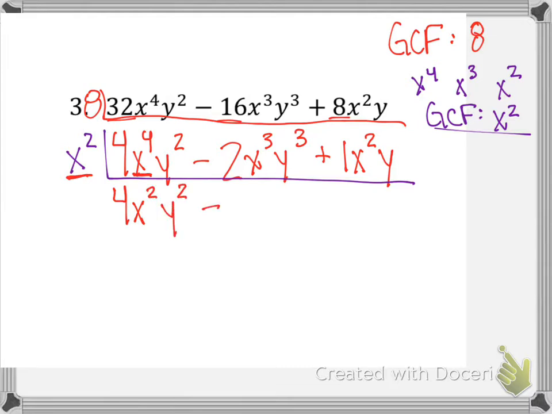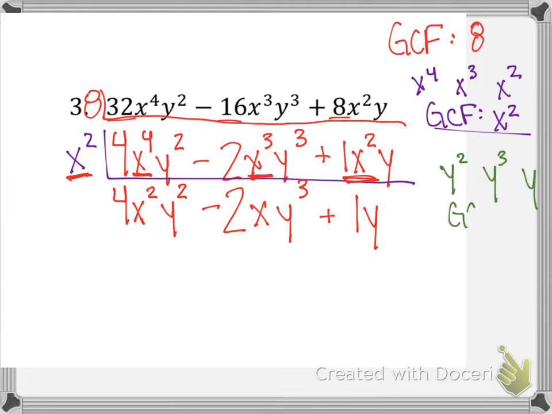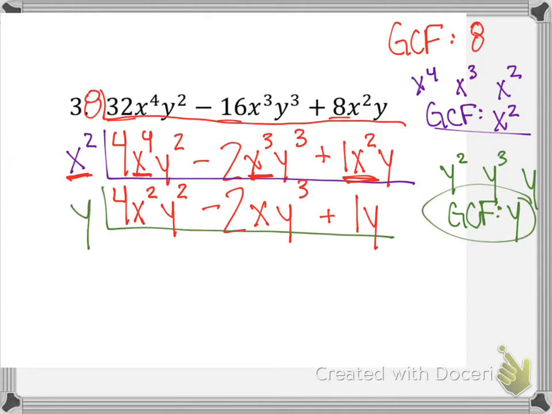My y is going to stay exactly the same. 2 stays exactly the same, and x to the third divided by x to the second gives me just x. My y stays exactly the same. And lastly, my x to the second divided by x to the second, that cancels out. All I have left is 1y. But I also have a y in every single term. I have y to the second, I have y to the third, and I have y. So I also need to factor out a GCF of my y's. My greatest common factor between those is y. So let's divide everything by y.